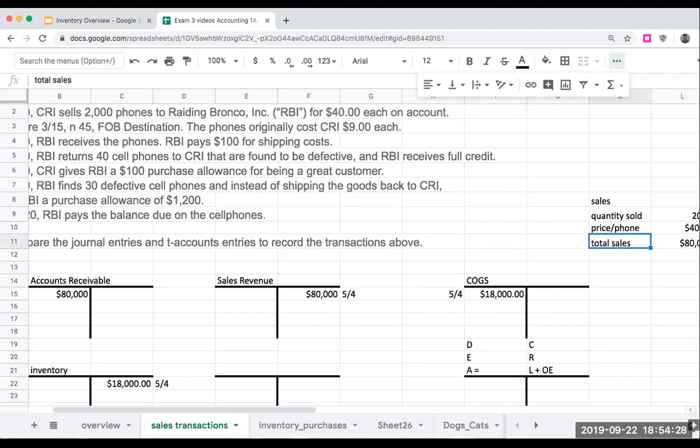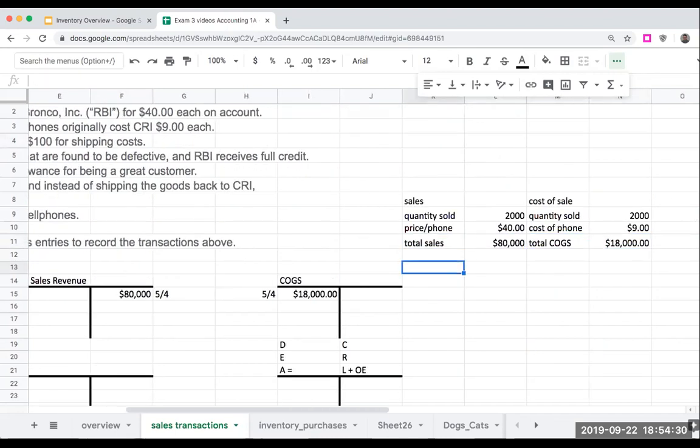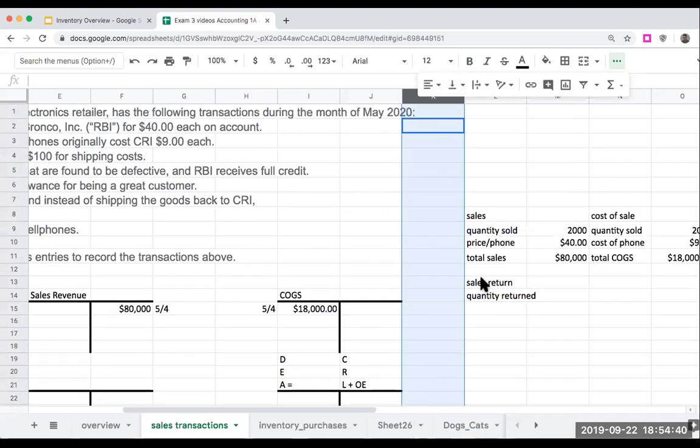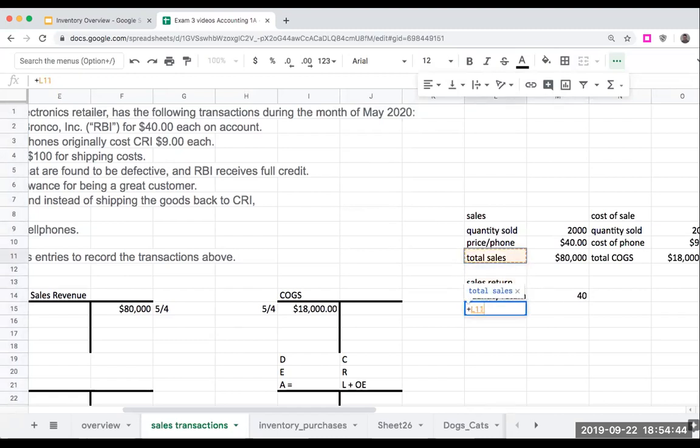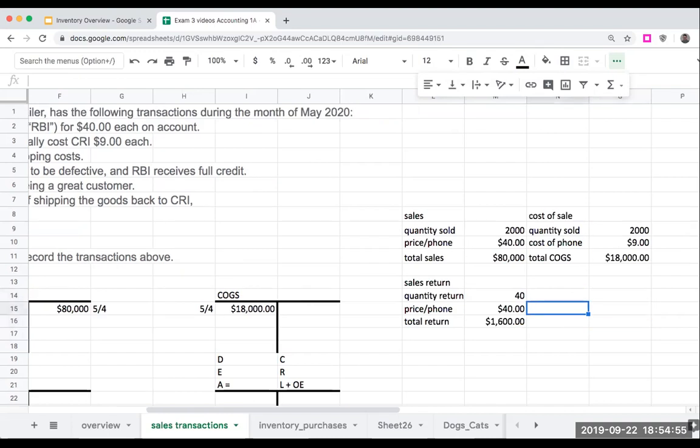So over here, for my sales return, let's give ourselves a little bit more room. There we go. My quantity returned is going to be 40. The sales price per phone was $40. So my total return is going to be 40 phones times $40 per phone.